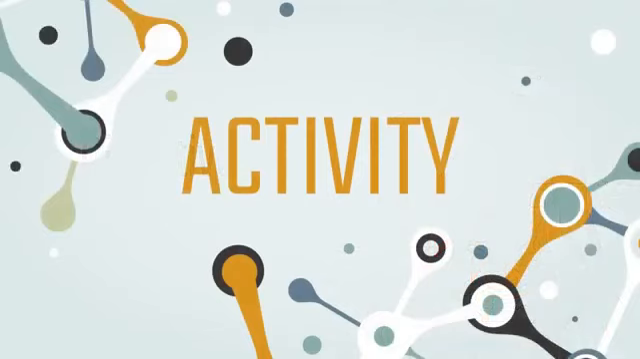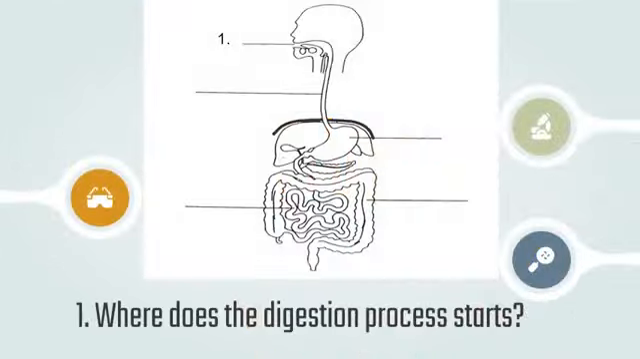So now, let's answer our activity. I will give you time to answer each question. Are you ready? Okay, so let's start. Number 1. Where does the digestion process start? Again, where does the digestion process start? You look at the picture above. What part of digestive organ is that where digestion process starts?